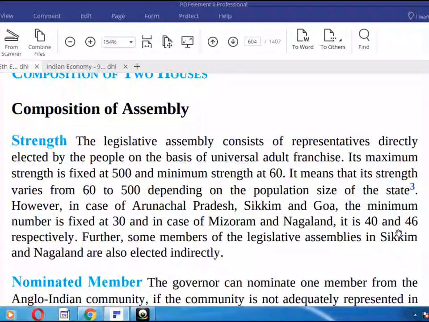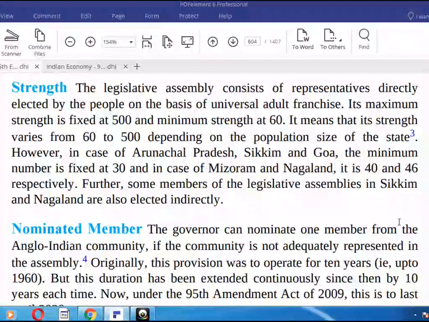In Mizoram the minimum number is fixed at 30, and in the case of Mizoram and Nagaland, it is 40 and 46 respectively. Further, some members of the Legislative Assembly in Sikkim and Nagaland are also elected indirectly.